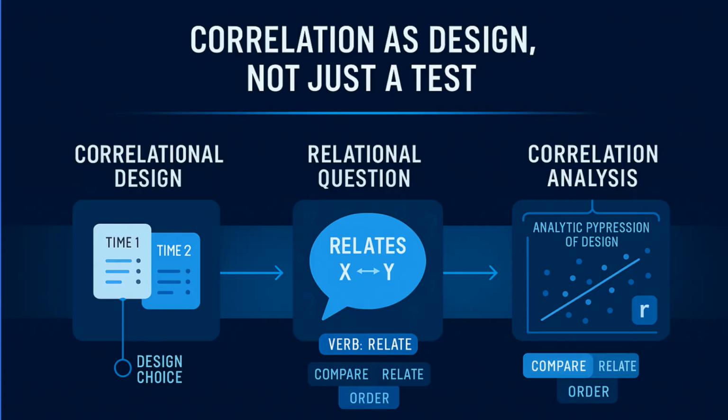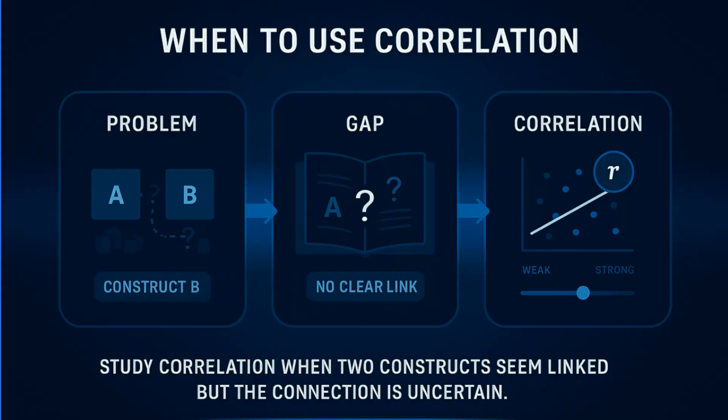Correlation is not just a statistical test you run at the end of a study. It is the analytic expression of a correlational design within quantitative methodology. A study turns toward correlation when the research problem and the literature gap show that two constructs are believed to be connected, but the nature or strength of that connection has not yet been clearly established.